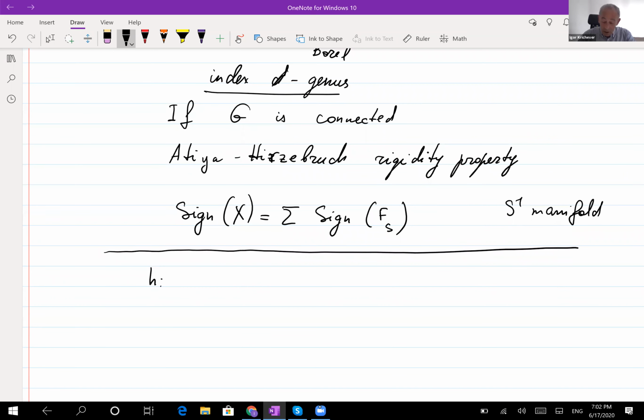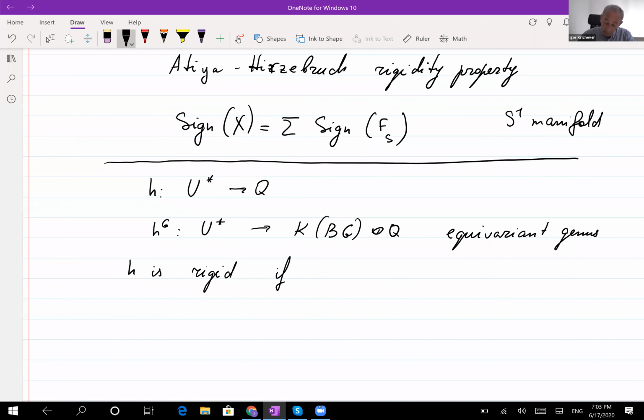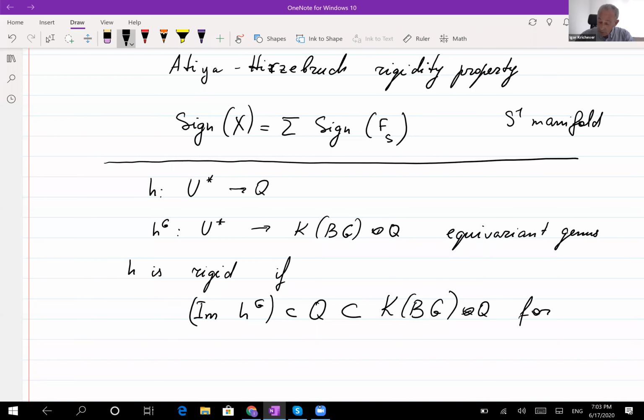So for any homomorphism H from U star to Q, you define the equivariant genus which takes values in K of BG, tensoring with Q. H is rigid if the image of H is in Q sitting inside K of BG tensor Q, for G.